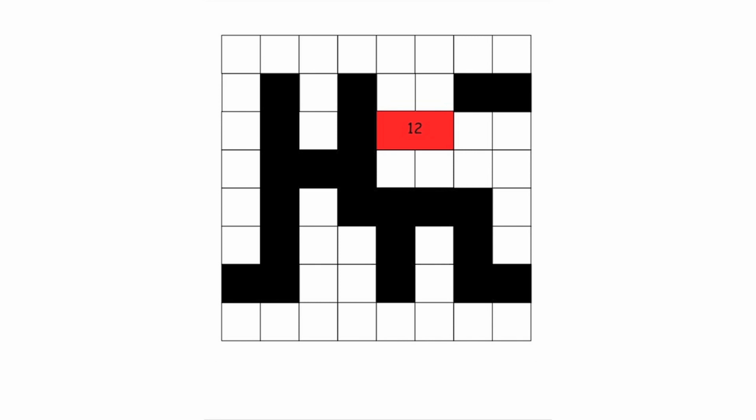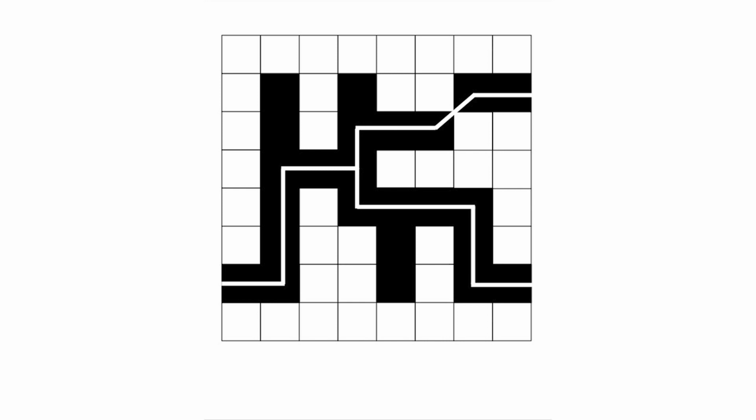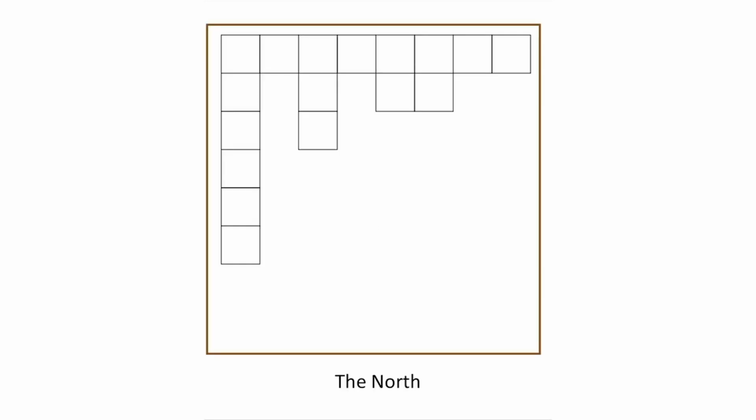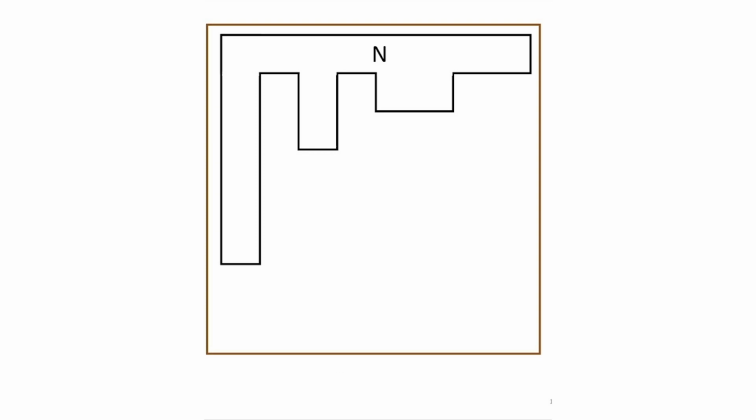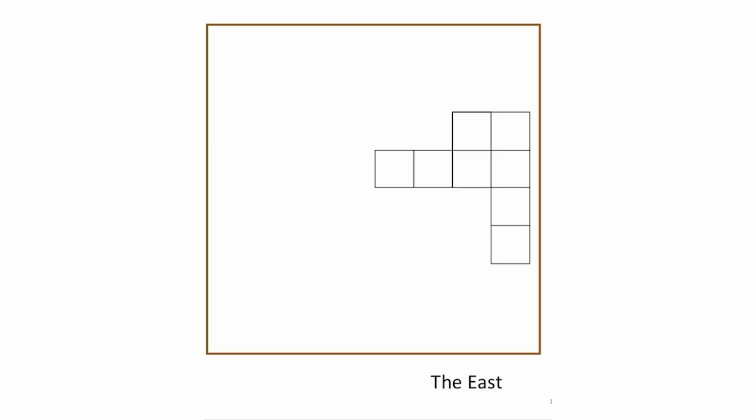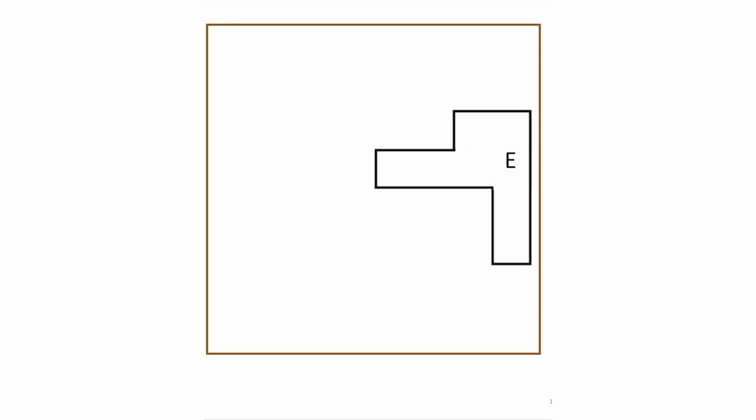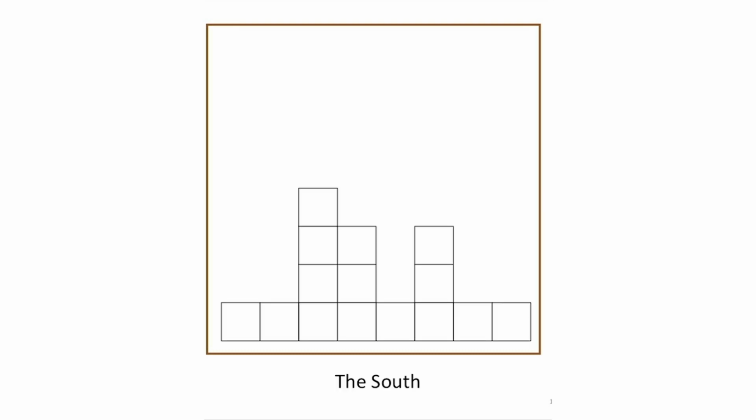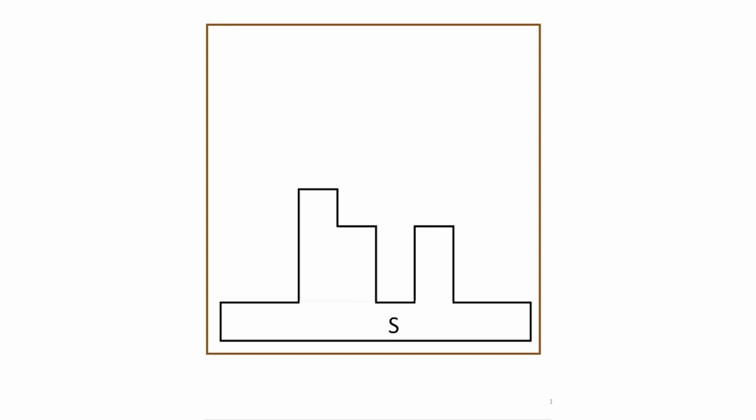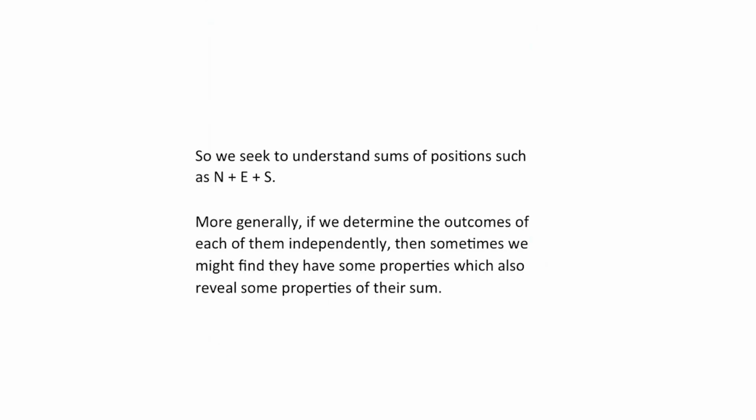Then the next move, move 12 by red, further divides the big north into subregions, one of which we'll now call the north, denoted by the letter N, and the other which we'll call the east, denoted by the letter E. And of course we'll still have the south, which we'll now denote by the letter S. So after move 12, the new position is now the sum, N plus E plus S.